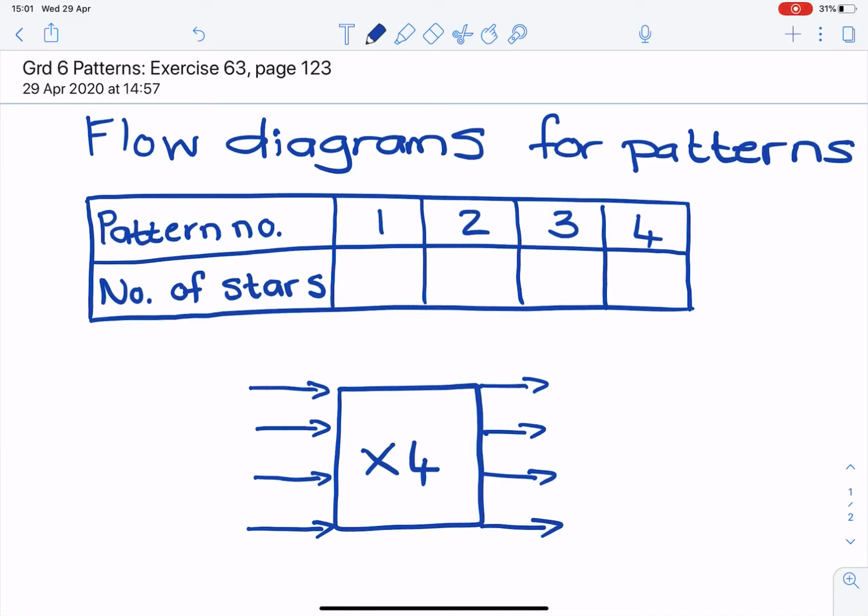Morning grade 6s. We are continuing with patterns this week and we're going to be looking at exercise 63 on page 123. Now last week we used tables to work out the patterns. We would draw up a table as I've drawn up this one with the pattern number at the top and the number of matchsticks at the bottom.